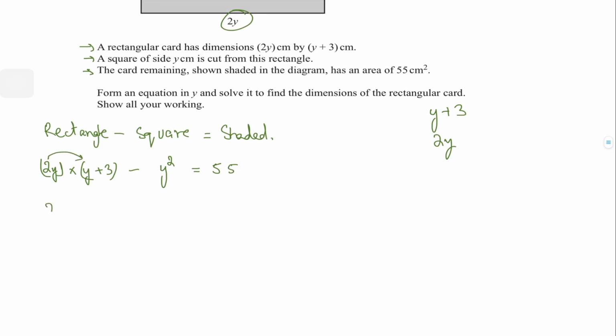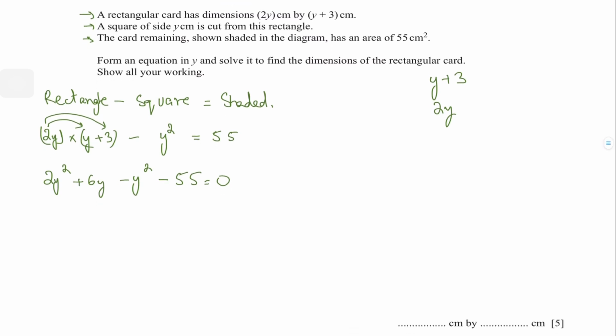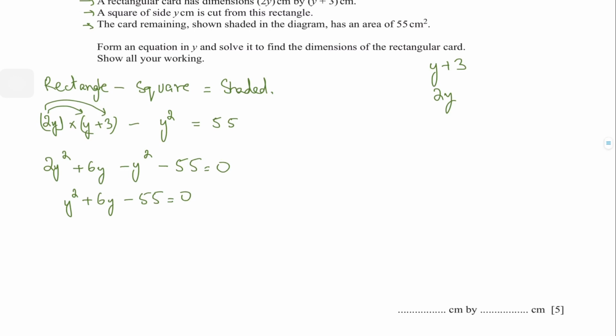2y into y is going to give me 2y square, and 2y into 3 is going to give me positive 6y minus y square. Let's bring 55 on the left hand side. So minus 55 equal to 0. So 2y square minus y square is going to simplify and become y square plus 6y minus 55 equals to 0. So we're looking at a quadratic equation. That means we have to come up with factors of 55 that when added will give us positive 6.